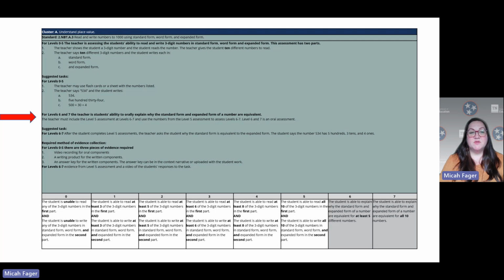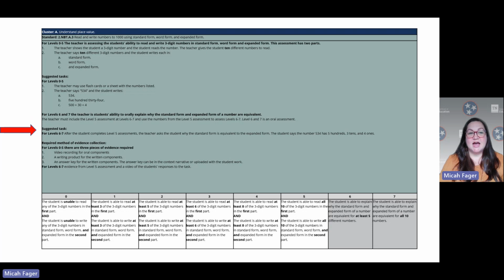When assessing for levels 6 and 7, the teacher is assessing the student's ability to orally explain why the standard form and expanded form of a number are equivalent. When assessing 6 and 7, the teacher must include the level 5 assessment. You will use the numbers from the level 5 assessment to assess level 6 and 7. And level 6 and 7 are oral responses.